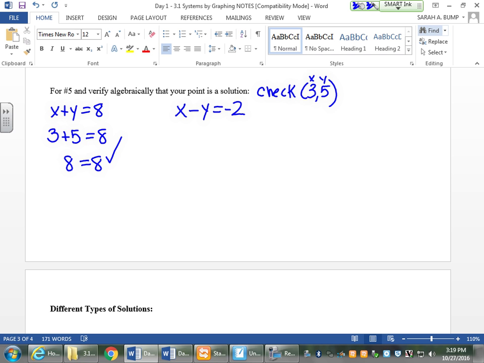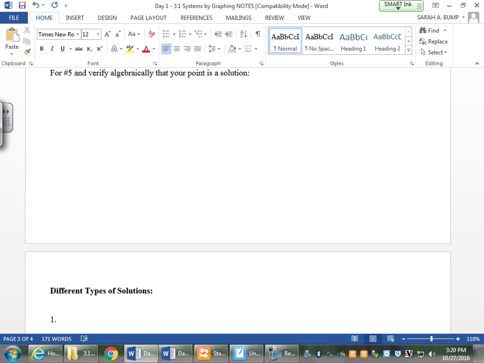Not only does it have to work and be a solution for the first equation, it also has to work and be a solution for the second equation. So you have to check both. So in for x, I'm subbing 3. In for y, I'm subbing 5, and I'm checking, does that equal negative 2? 3 minus 5 is negative 2, equals negative 2. It checks. So we were able to verify that, yes, the solution we got from graphing algebraically checks out as well. We have a little bit more of notes, and then we are done with this part today.